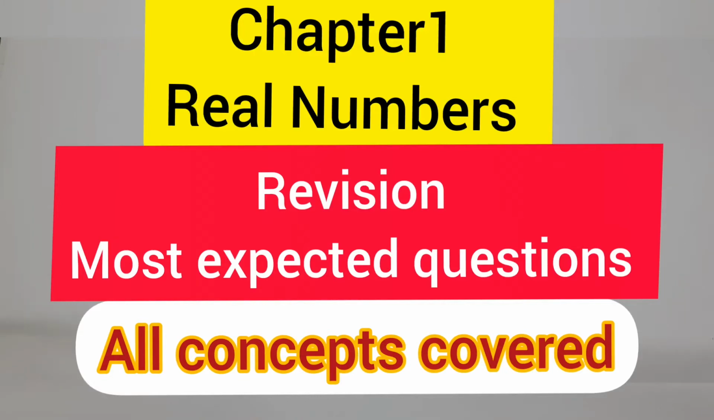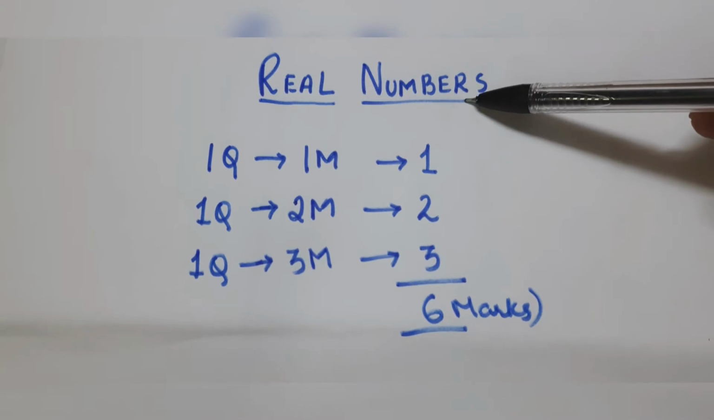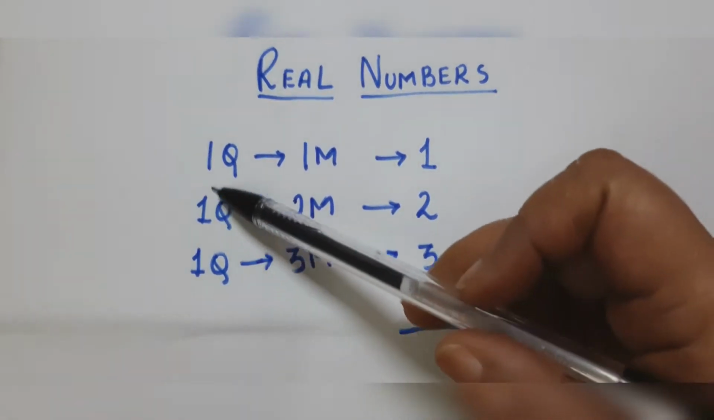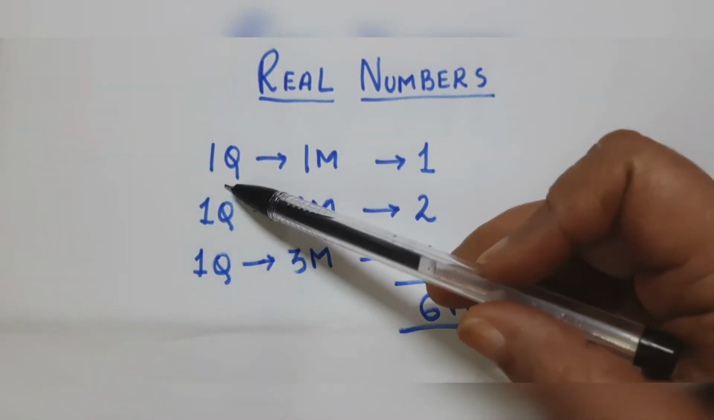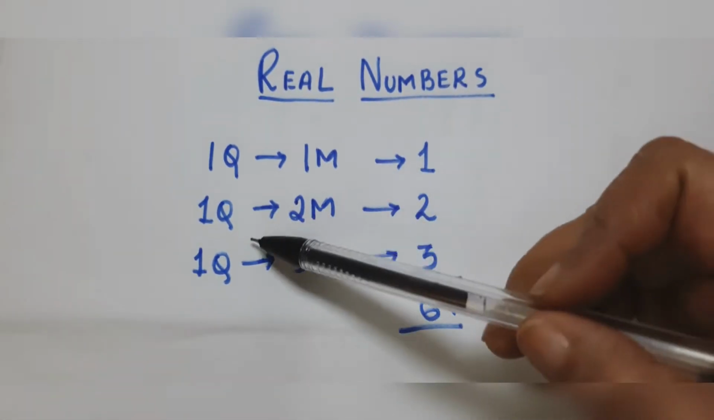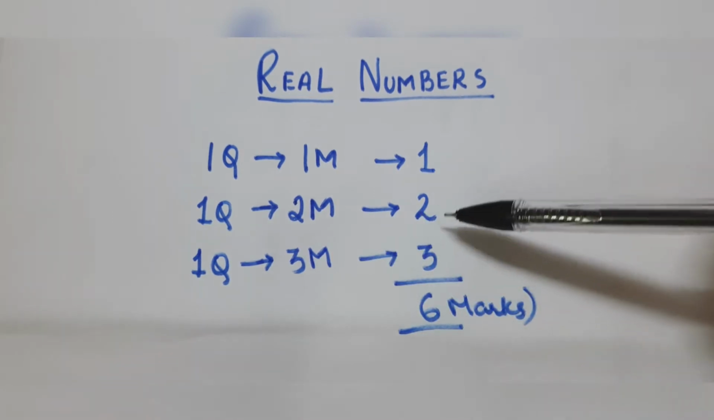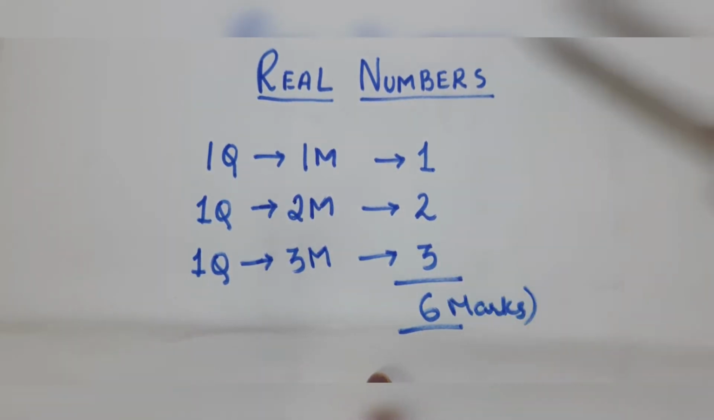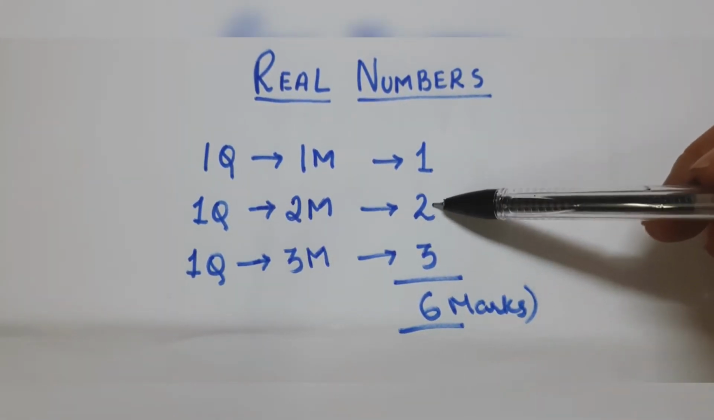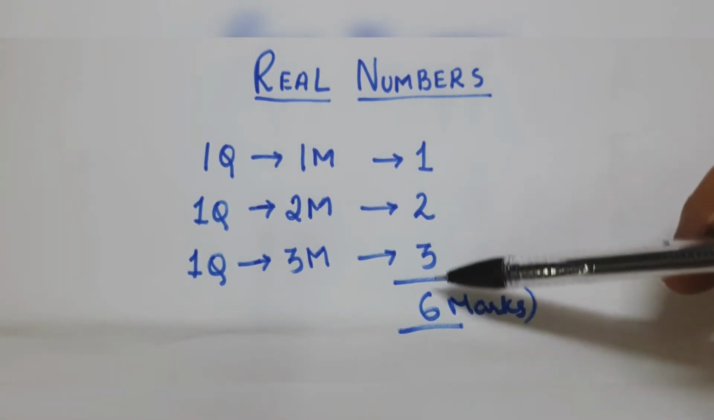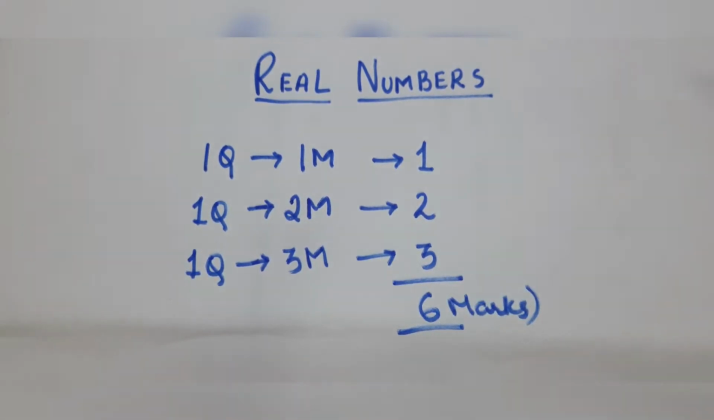Hello children, today we'll do revision on real numbers. The total weightage given for this chapter is 6 marks. You will have one question of 1 mark, one question of 2 marks, and one question of 3 marks. Total weightage is 6 marks. There might be a few variations over here, but the total will be 6 marks only.